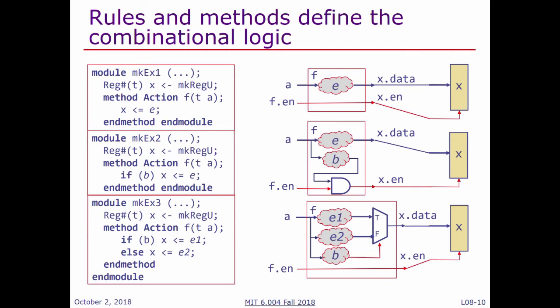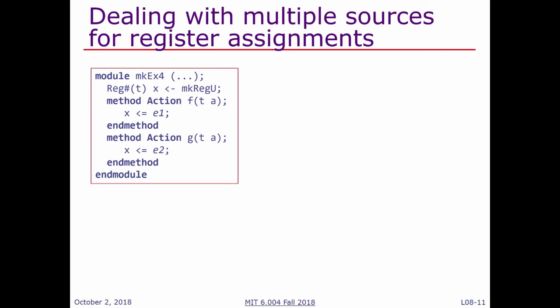Okay, so now let's look at a slightly more complex example. So what's happening here? You have a module which has one register X, but it has two methods, F and G. And what are these methods trying to do? They're both trying to write in X.